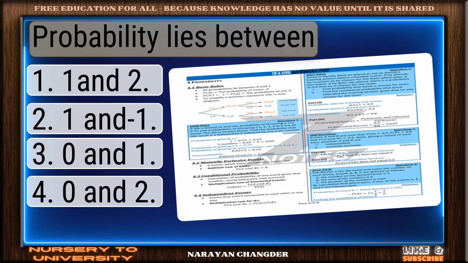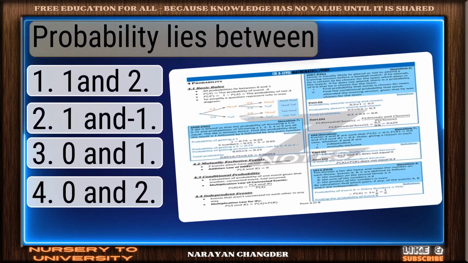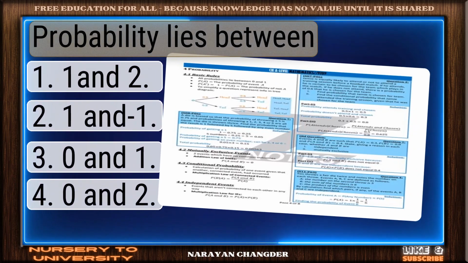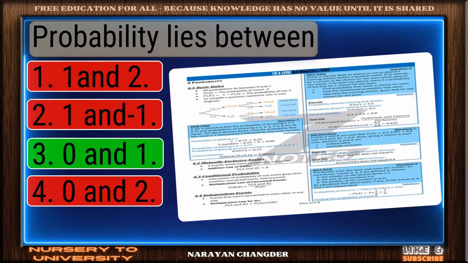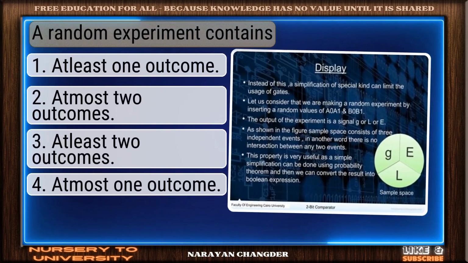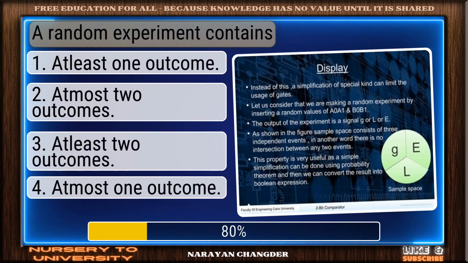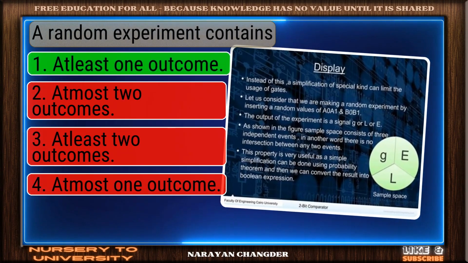Can you solve all these Class 10 Maths Chapter 15 probability questions? Probability lies between. On track. 0 and 1 is correct. A random experiment contains. Good job. At least one outcome works well.